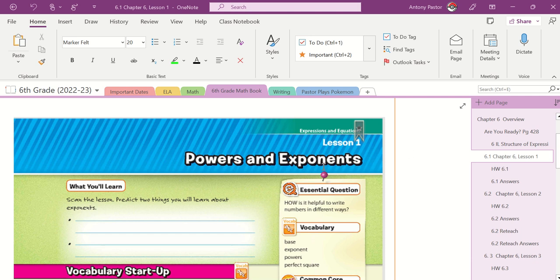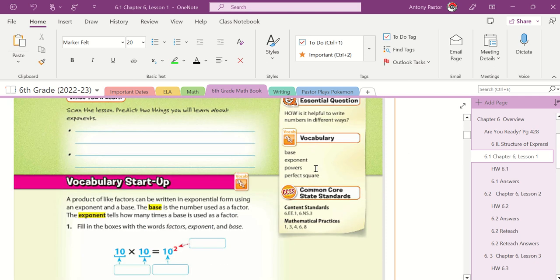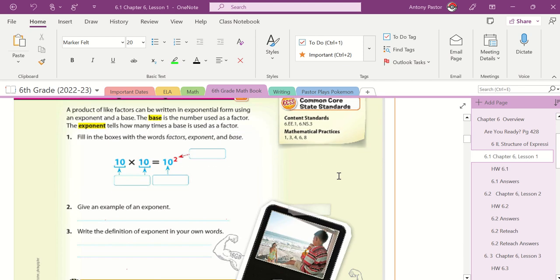Today we are going to be doing 6th grade math, chapter 6, lesson 1. We're going to be talking about powers and exponents. Our vocab that we're going to be using today is base, exponent, powers, and perfect square. So let's go ahead and start with what an exponent is.